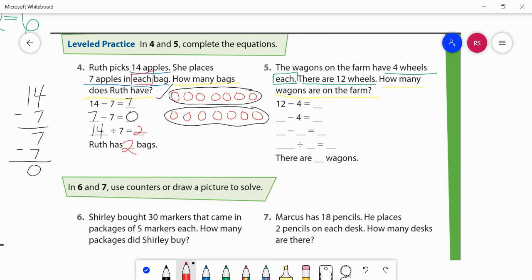All right, so let's start with our total. Our total is 12. It says there's 12 wheels. So let's start with 12. Each wagon has 4 wheels. So our goal is to figure out how many wagons there are, right? So if I start with 12 wheels, I'm going to do repeated subtraction. I'm going to take away 4 wheels. 12 minus 4. What is 12 minus 4?